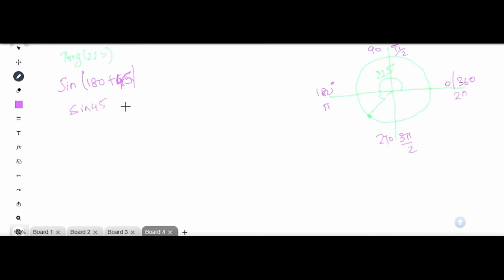What is sine in the third quadrant? Sine is negative, right? So it becomes minus sine 45. Can you tell the value of sine 45 with the negative sign? It is negative root 2 over 2. Yeah, super. So for sine 225, you got to know, right?